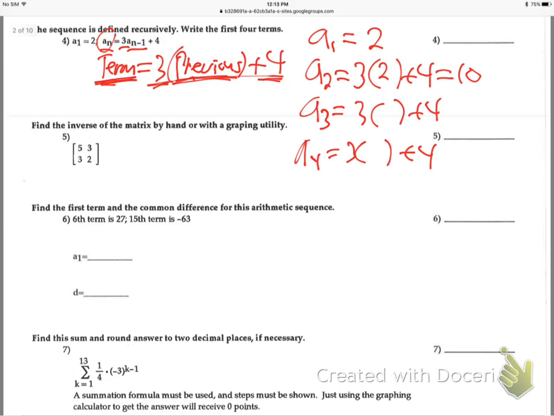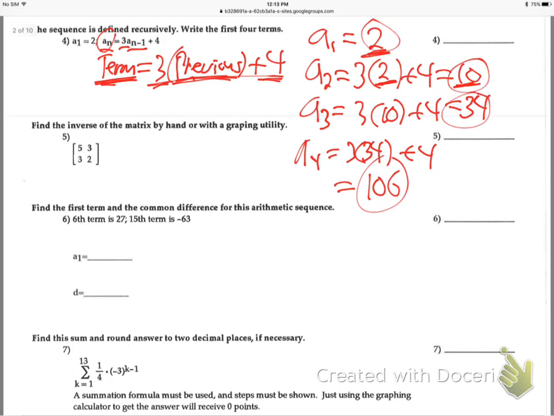Does that make sense there? 3 times the previous, add 4. So here's the first one. 3 times the previous, add 4. The previous is 10 now. 3 times 10, add 4, what's that, 34. So that's the third term. And then the fourth term is 3 times the previous, 3 times that 34, add 4. That's something big, 106. So there's the first 4 terms, that's what they want. We're done. Is that okay?